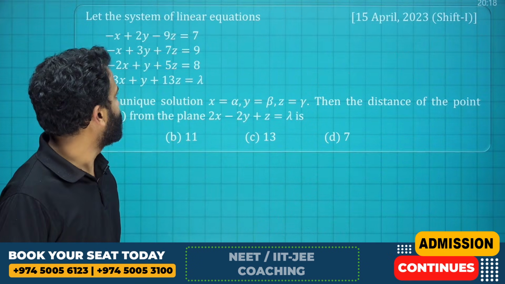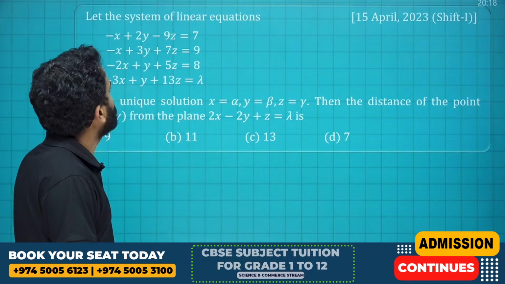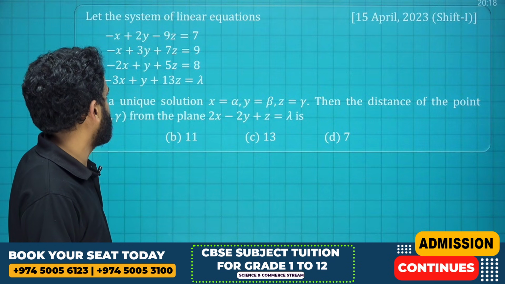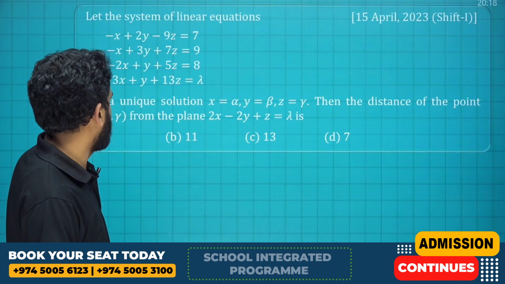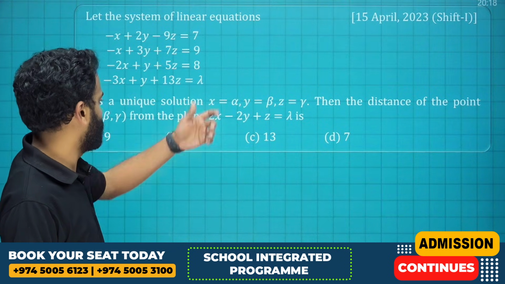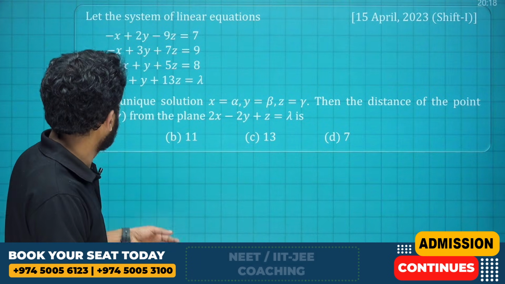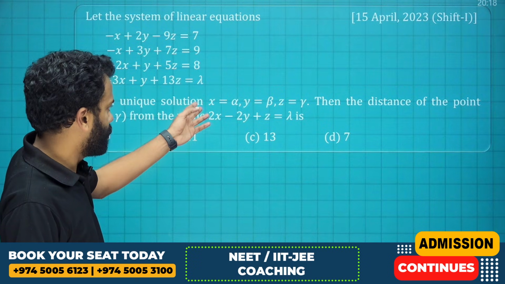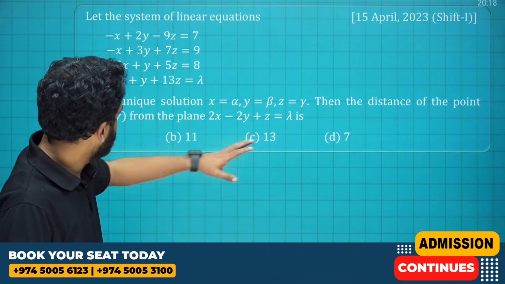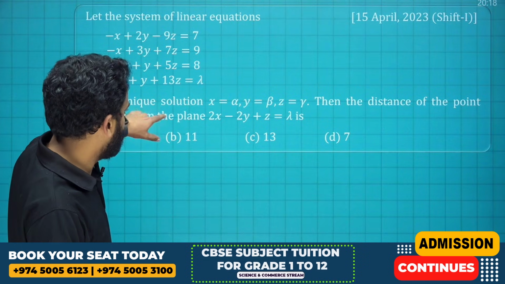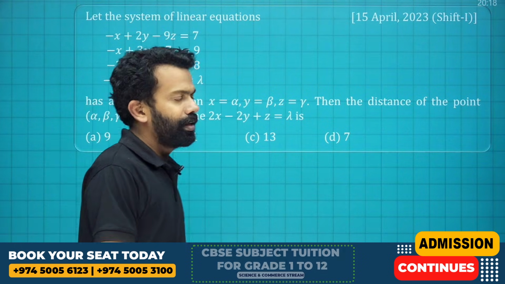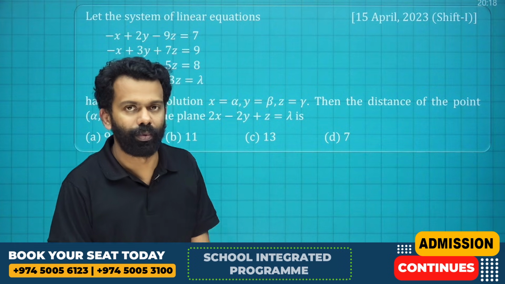Okay, let the system of equations -x + 2y - 9z = 7, -x + 3y + 7z = 9, -2x + y + 5z = 8, and another equation is given. 4 equations are given. It has a unique solution, x = alpha, y = beta, z = gamma. Then the distance of the point (alpha, beta, gamma) from the plane 2x - 2y + z = lambda is. Here we need to use the distance formula.